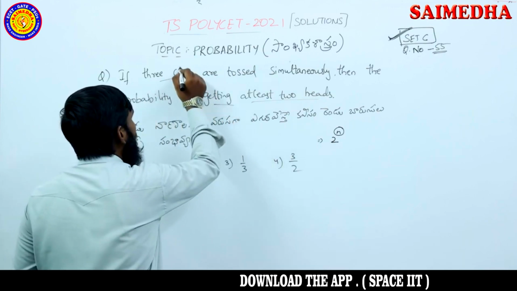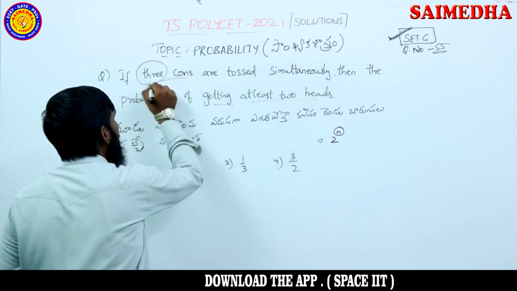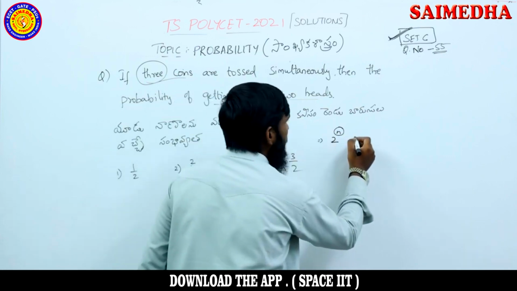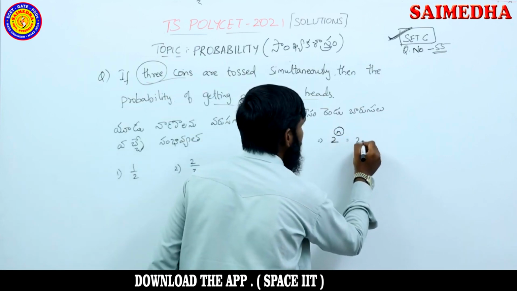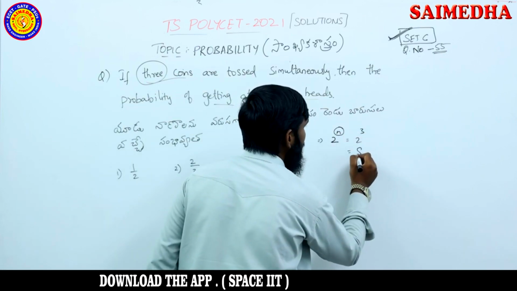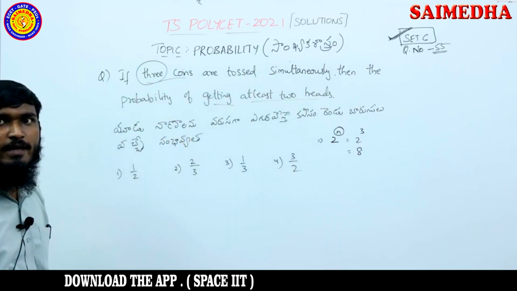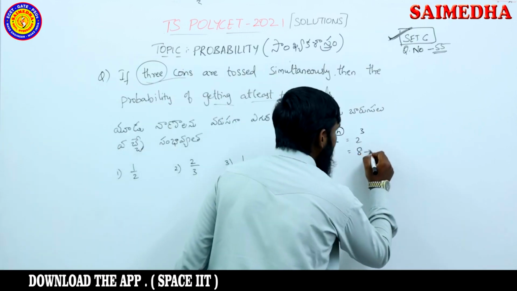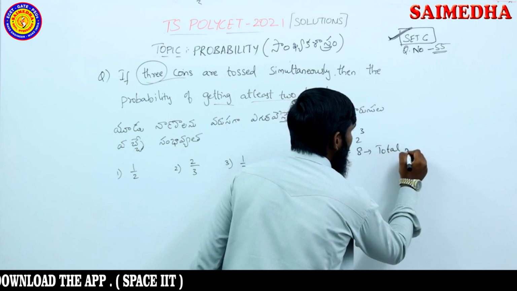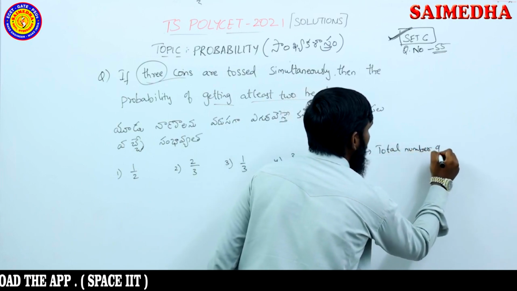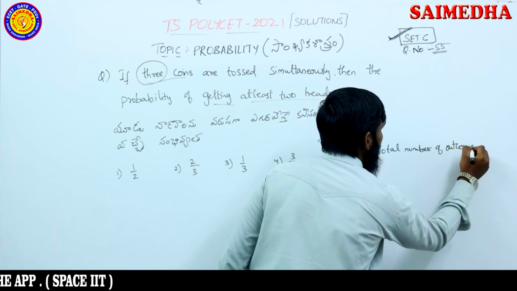We are tossing this coin, and we are taking 3 coins over here. So the n value will be equal to 3. So we can write this as 2 cube, which is equal to 8. 2 cube will be 8. So this 8 is the total number of outcomes.